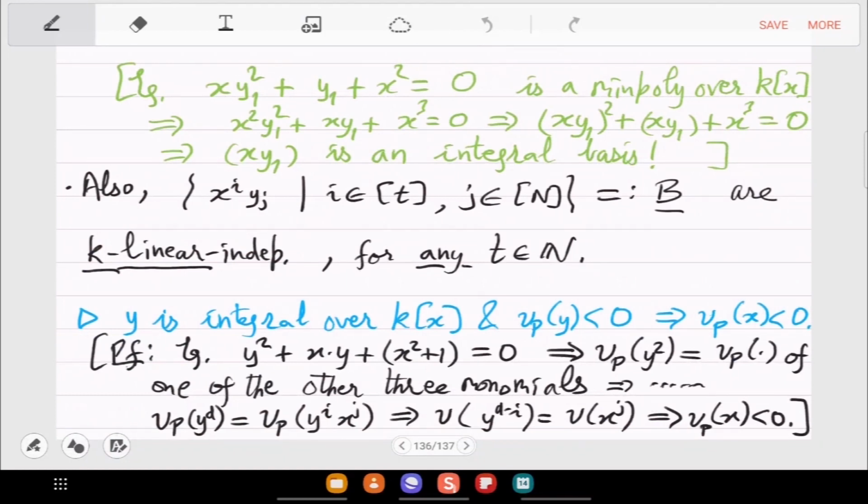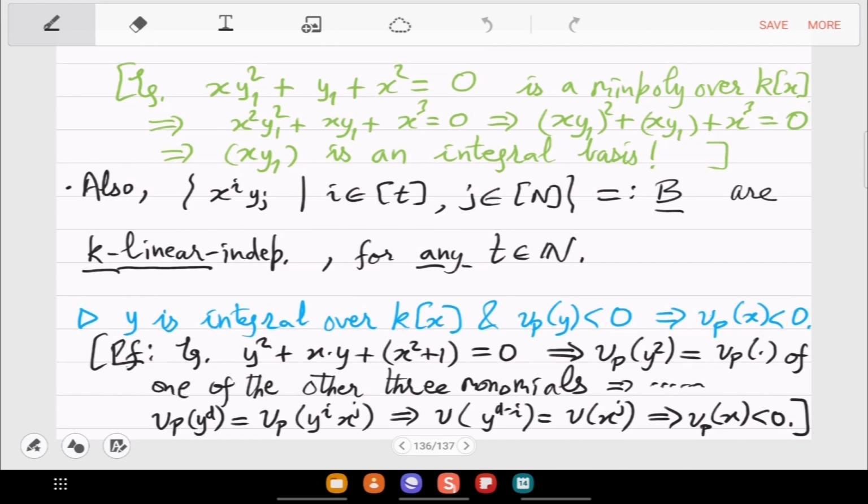Maybe I should have redefined it. I just want the min poly of y1 to be monic over k of x, over the polynomial ring k[x]. I want it to be monic, that's all. It's not about integral closure or anything.